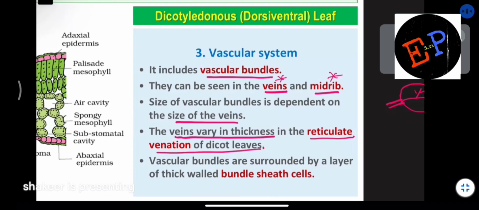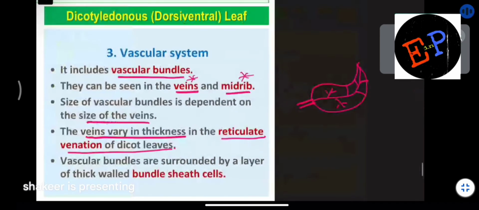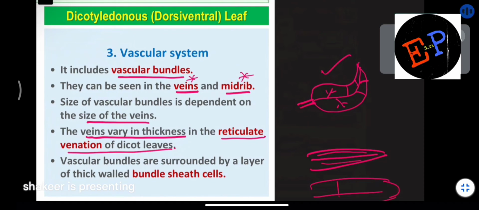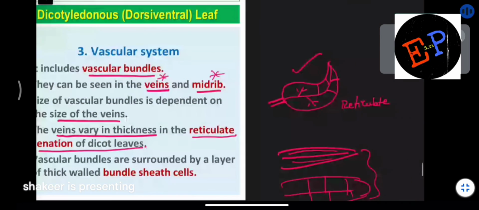We have already studied two types of venation: one is reticulate venation, another one is parallel venation. This is the example of reticulate venation. Parallel venation means a leaf will be like this. This is the midrib, and all the veinlets are arranged either like this or like this. This type of arrangement is called parallel venation. So this is reticulate and this is parallel. Understood? That's it.